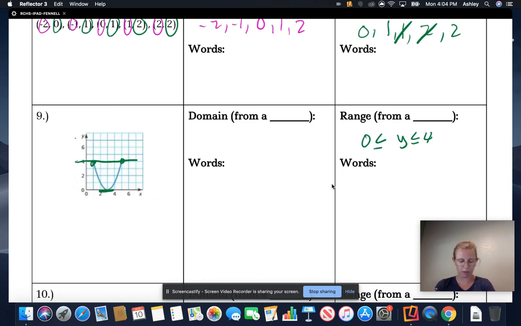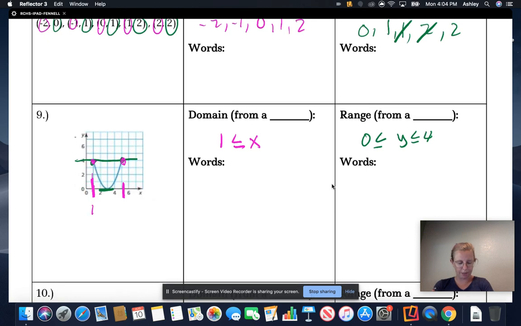Okay, let's look at the domain. Now we're talking about farthest value to the left, farthest value to the right. That's going to be from these points here. Farthest value to the left is 1, included because of the closed circles there. So 1 is my minimum value over here. 5 is my maximum value over here. All the x values, all the input values reside within those two values in the middle here.